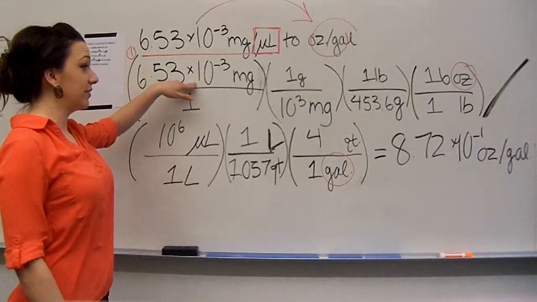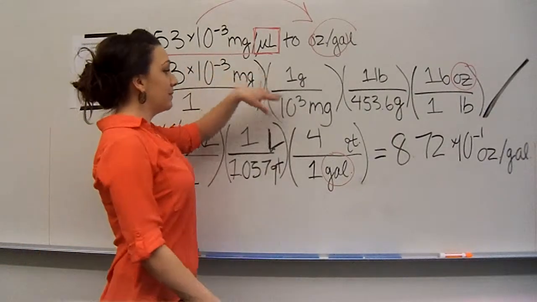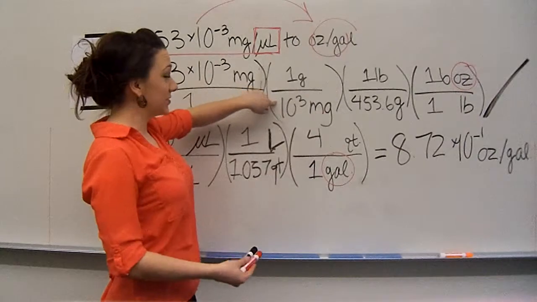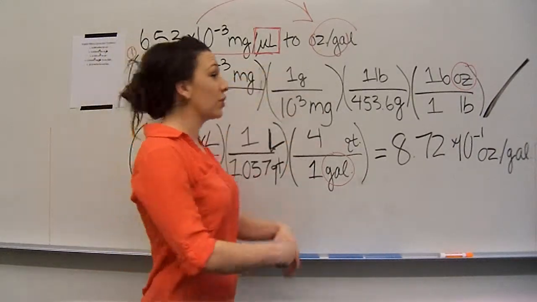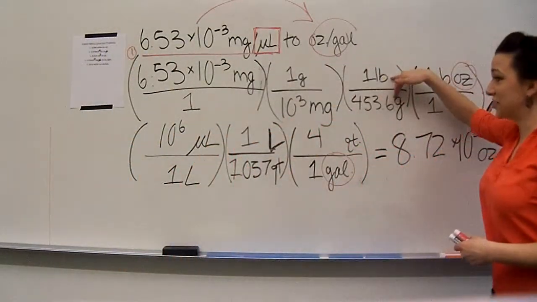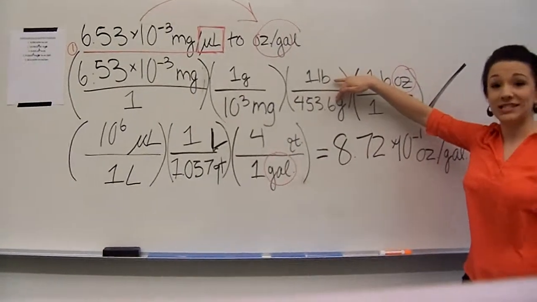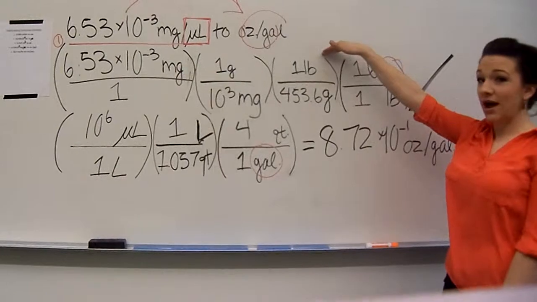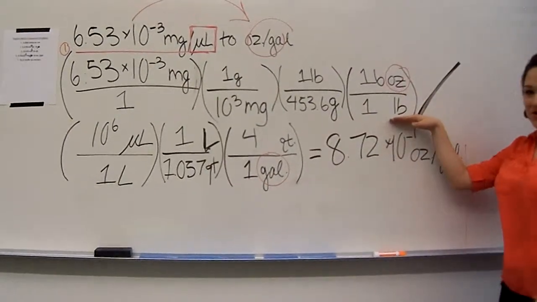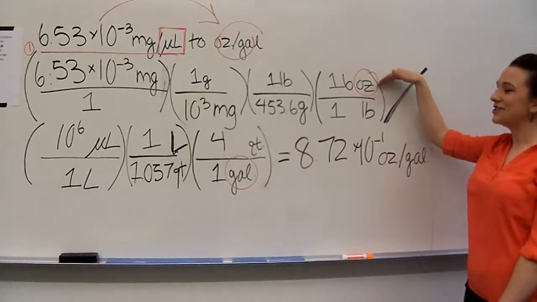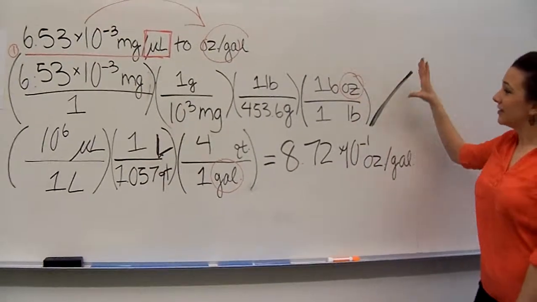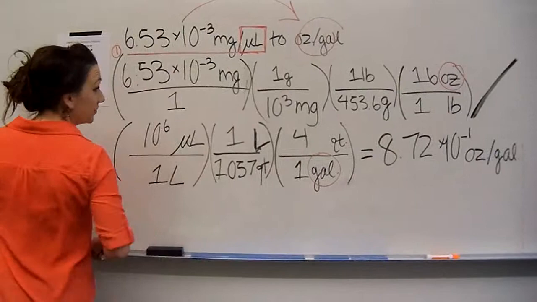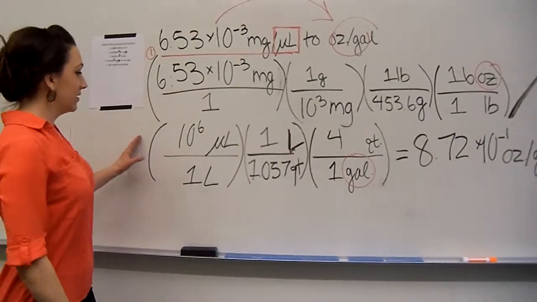6.53 times 10 to the third milligrams matches 10 to the third milligrams, which is equivalent to 1 gram. 1 gram matches 453.6 grams, which is equivalent to 1 pound. 1 pound matches 1 pound. 1 pound is equivalent to 16 ounces. The first portion was done properly. Now we move to the second part of our problem.